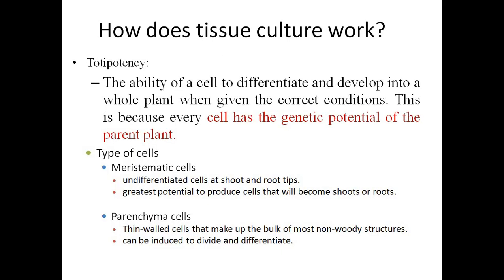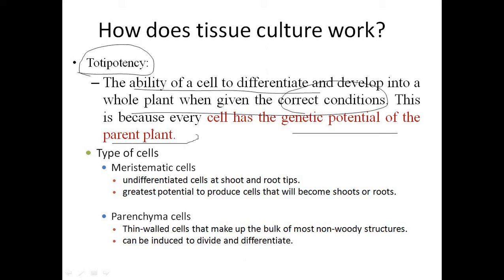This tissue culture is based on the principle of totipotency. This is the ability of a cell to differentiate and develop into the whole plant when given the correct conditions. Important, that is correct condition. This is because each and every cell has the genetic potential of the parent plant, as we are looking like our parents.